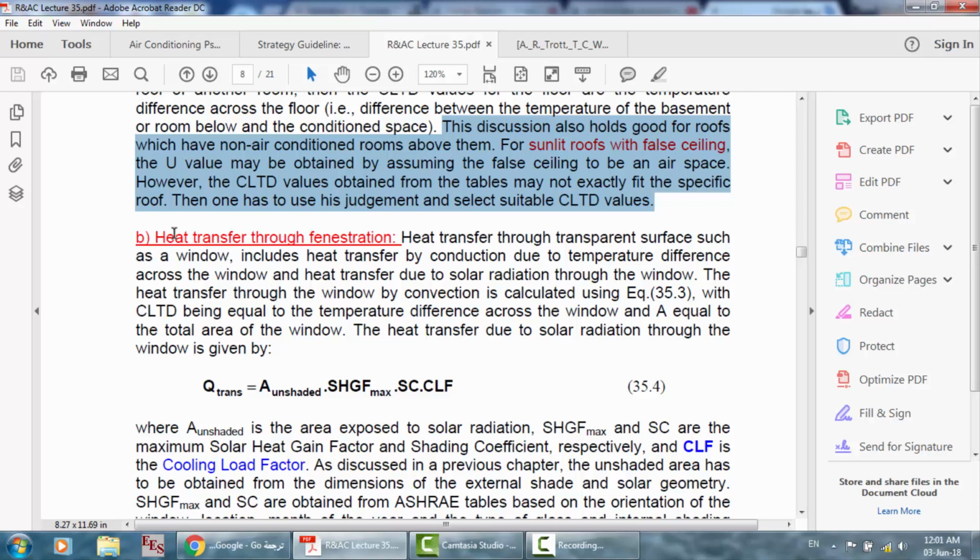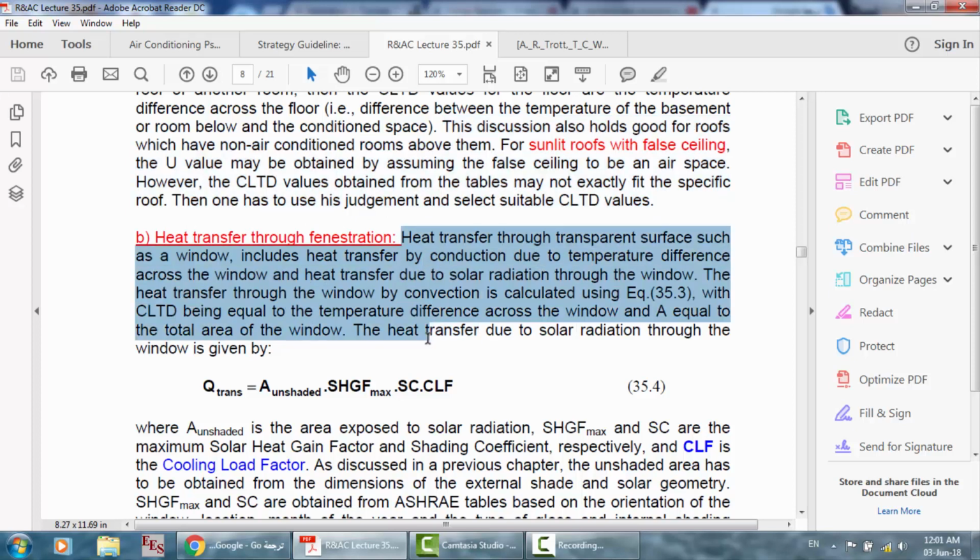And here, the fenestration: heat transfer through the transparent surface such as a window includes heat transfer by conduction due to temperature difference across the window and heat transfer due to solar radiation through the window. The heat transfer through the window by conduction is calculated using equation 35.3.